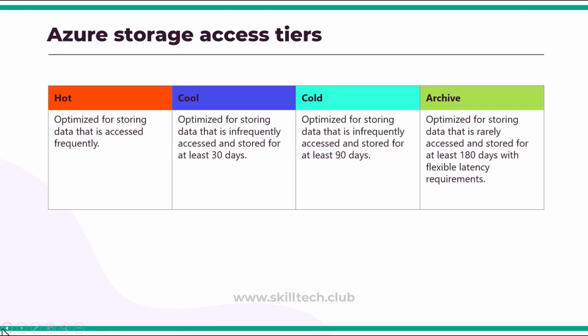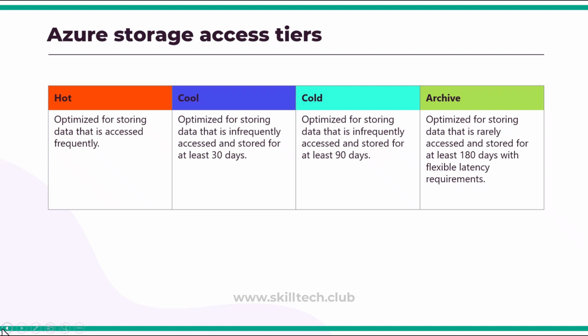If you have data which is not very frequently accessible, maybe you're going to store it for a longer period of time but access it very infrequently, then you can go for the cool tier. As it is mentioned here, we prefer that if it is infrequently accessed and stored for at least 30 days, then we should keep the data as cool.